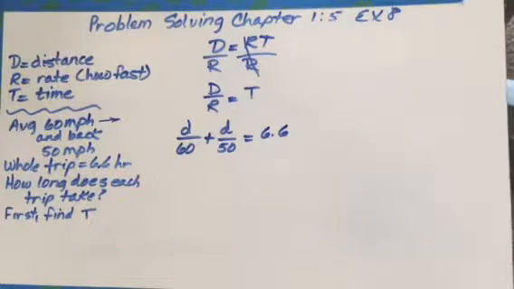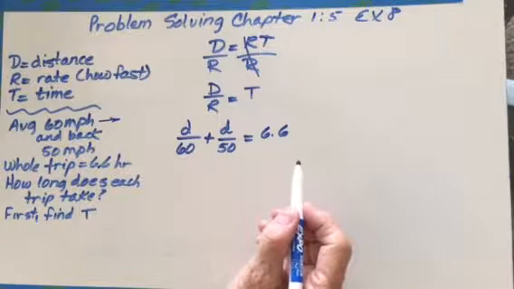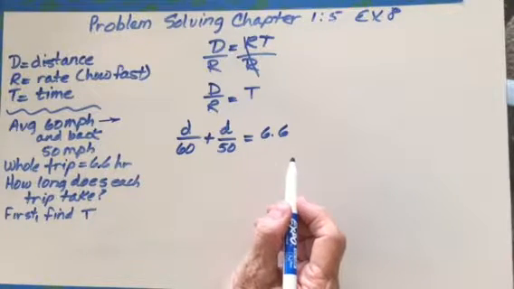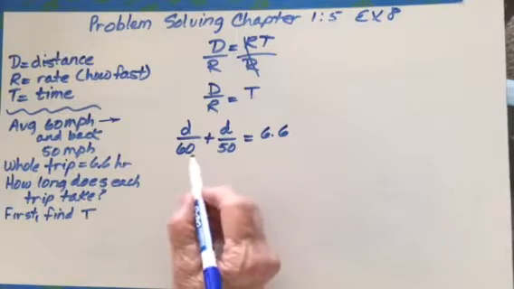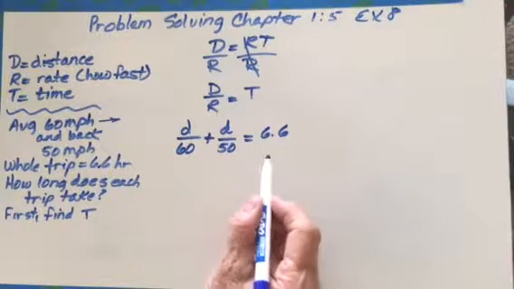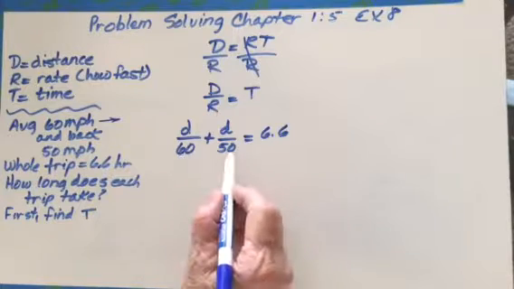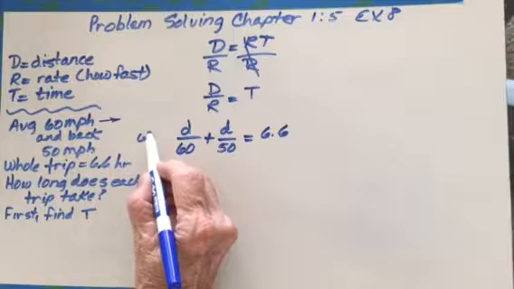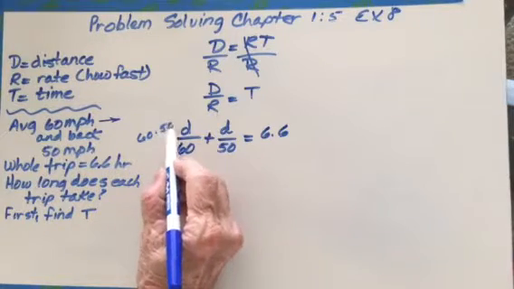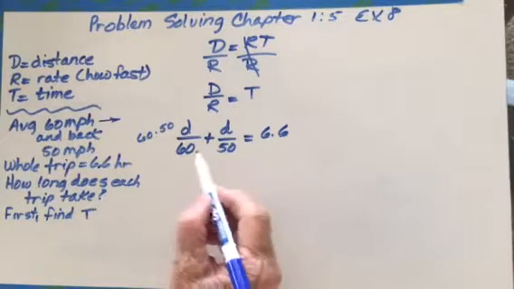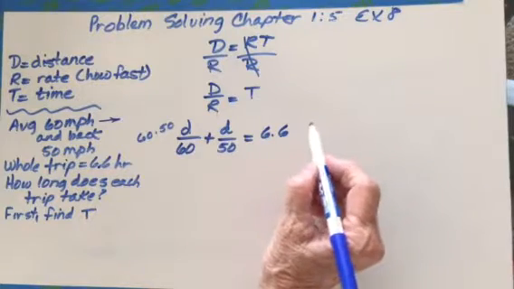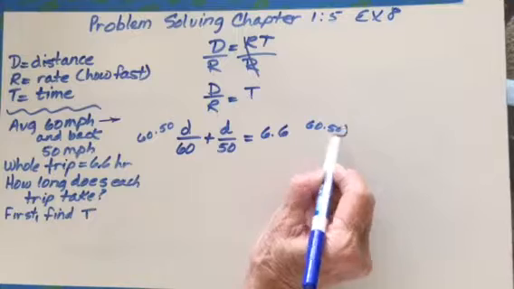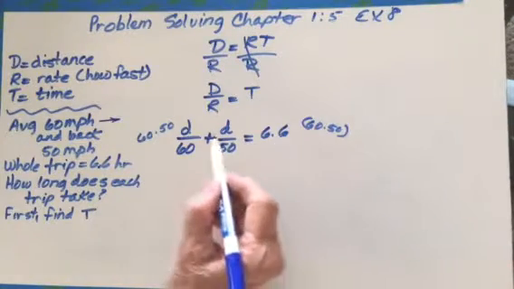All right, now we're going to just add these two fractions together. But do you remember from a previous video how I showed you how to get rid of these fractions? So watch this. My common denominator is 60 times 50, okay? And over here I have to multiply by 60 times 50. I don't want to forget that because I do forget that, and then it messes me up.